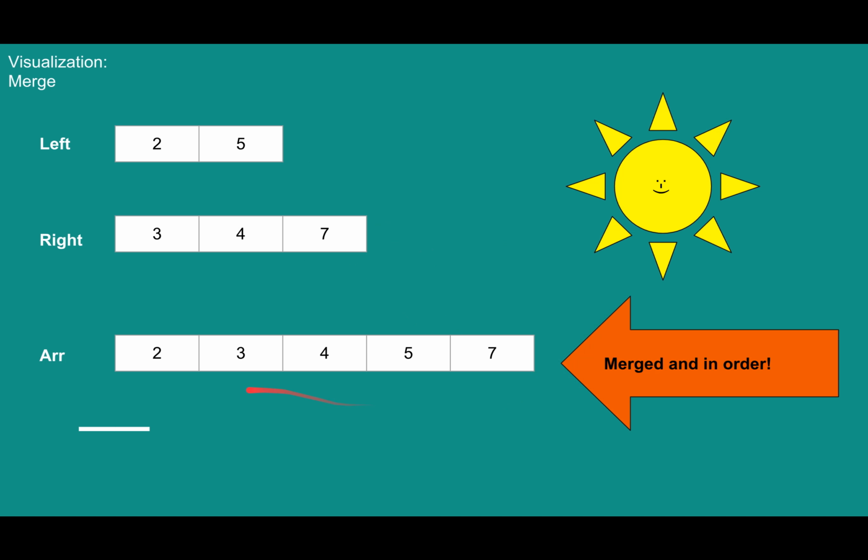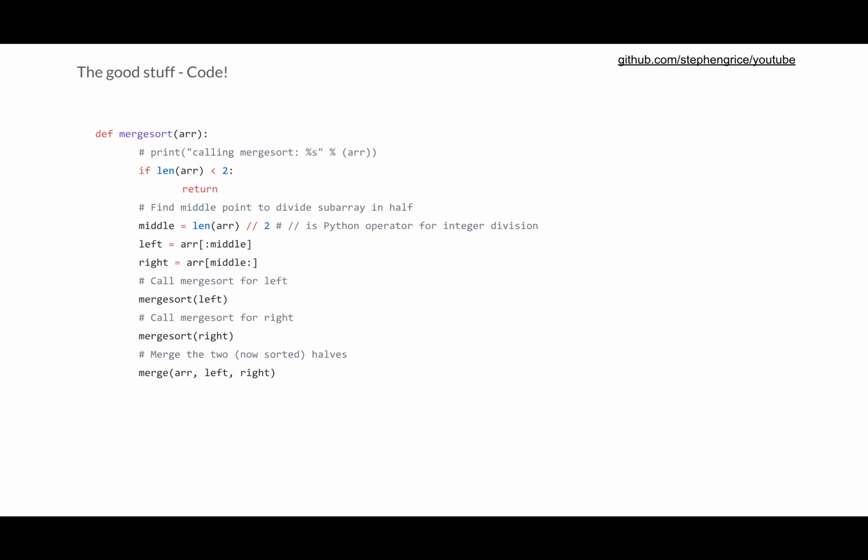The good stuff now, the code, we can peek through it. It does everything that we just talked about in the visualizations. And I left in some debug code. But basically, here's our base case. We check, is the array at least 2 elements? If it is, we keep going.